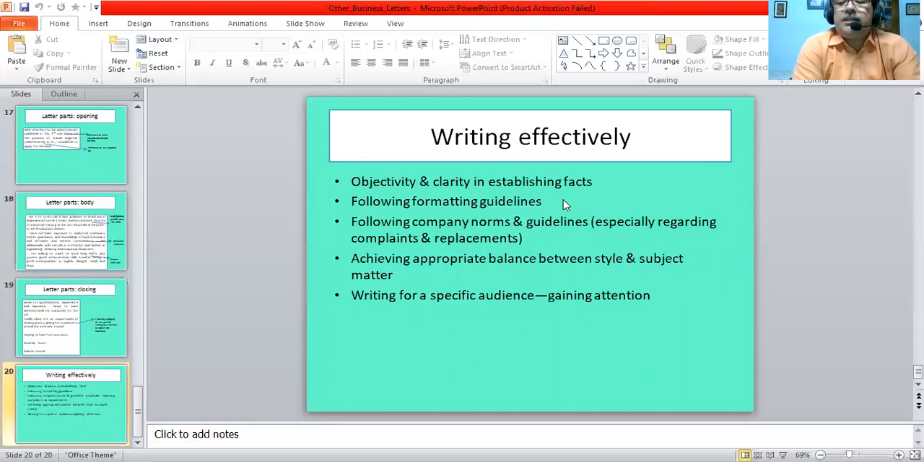So this brings us to the end of this lecture, where we have talked about the other types of business letters, complaint and adjustment letters, and job application letters.